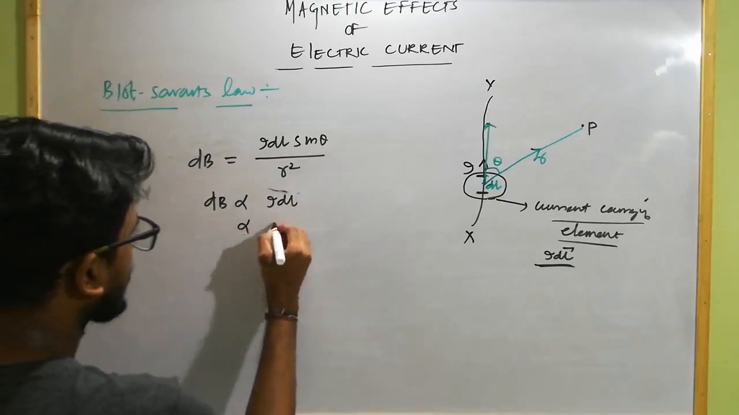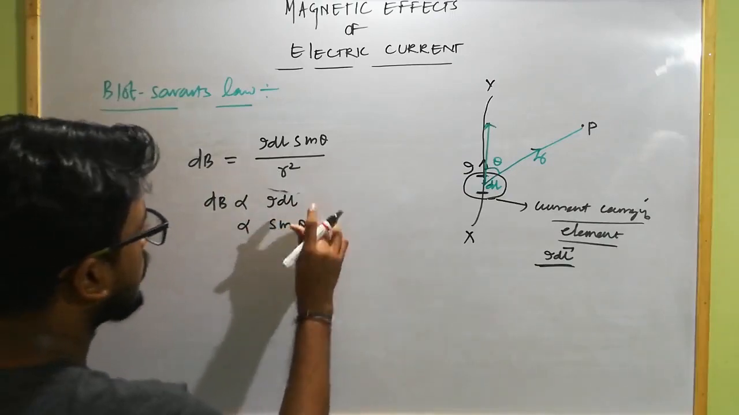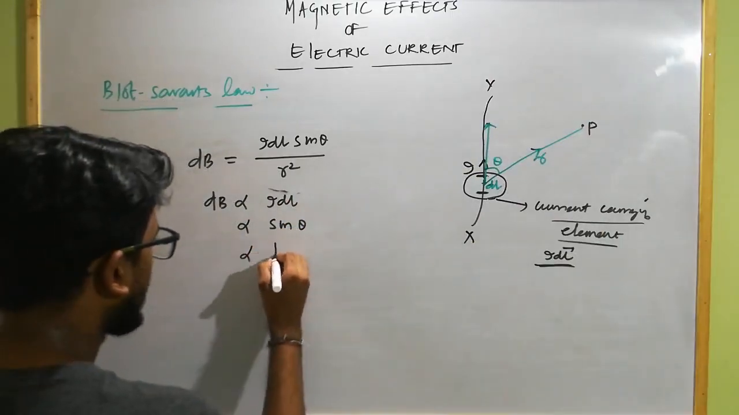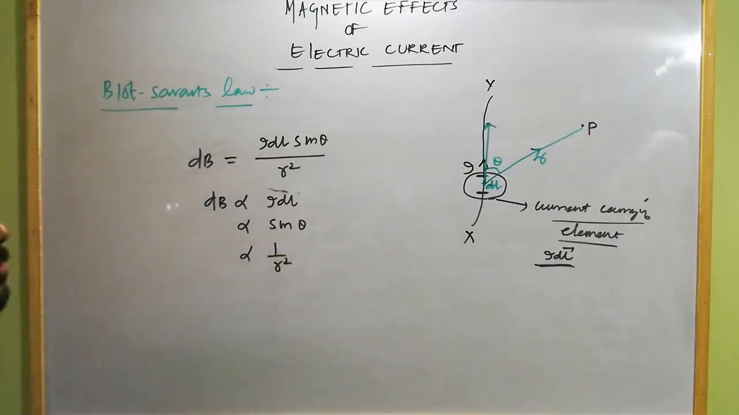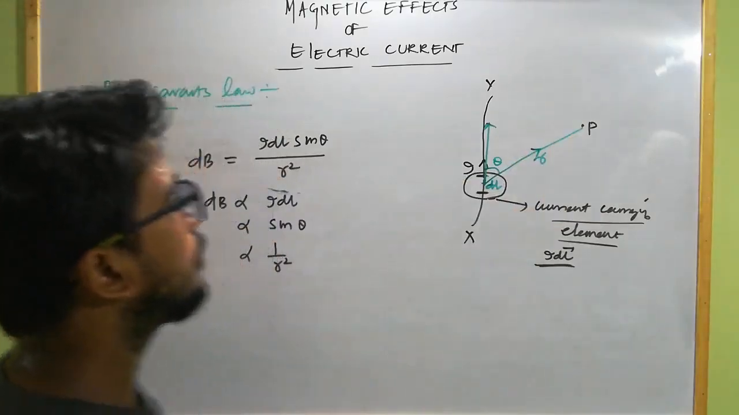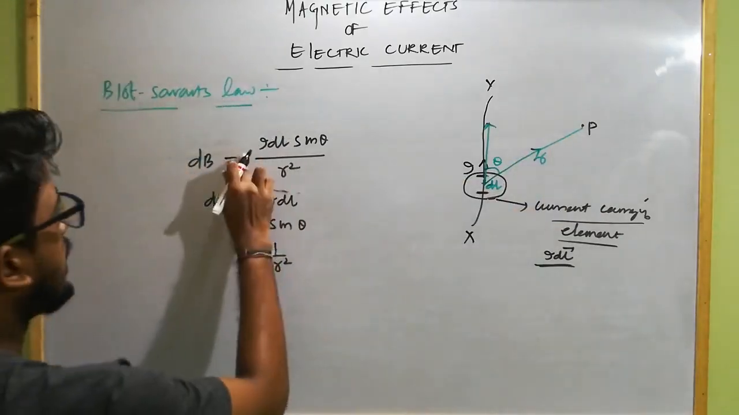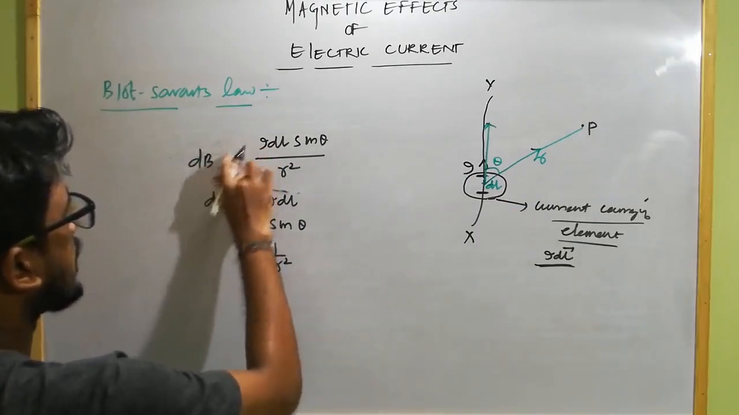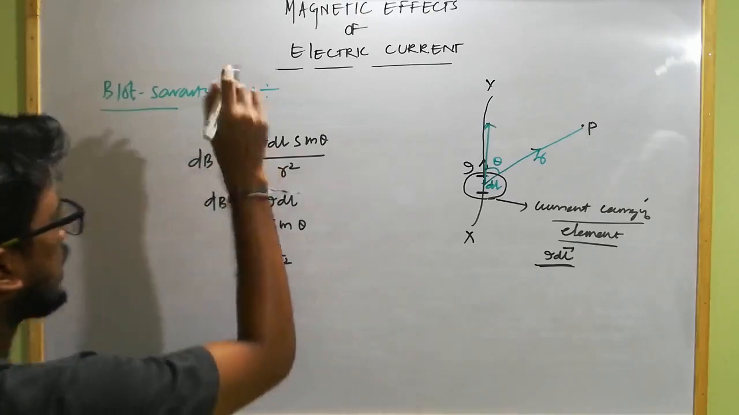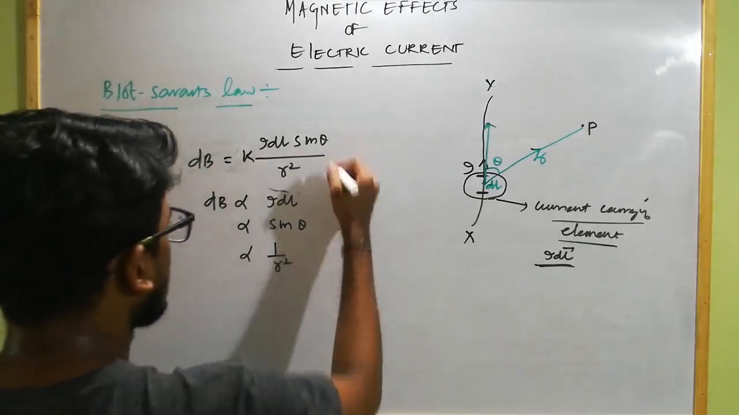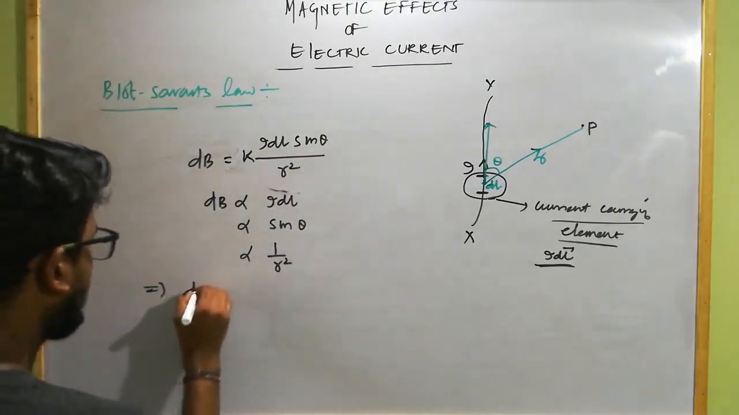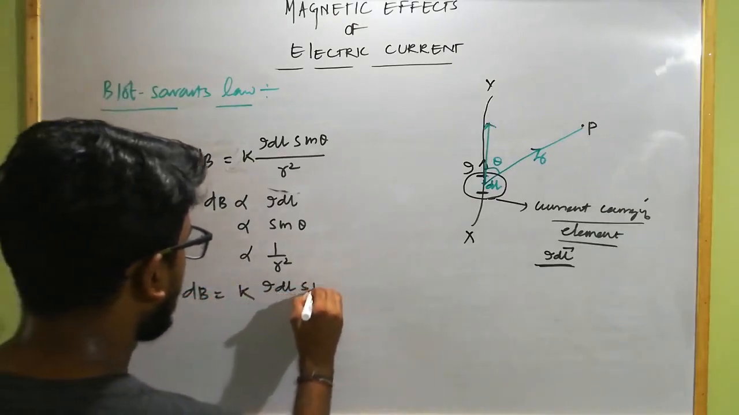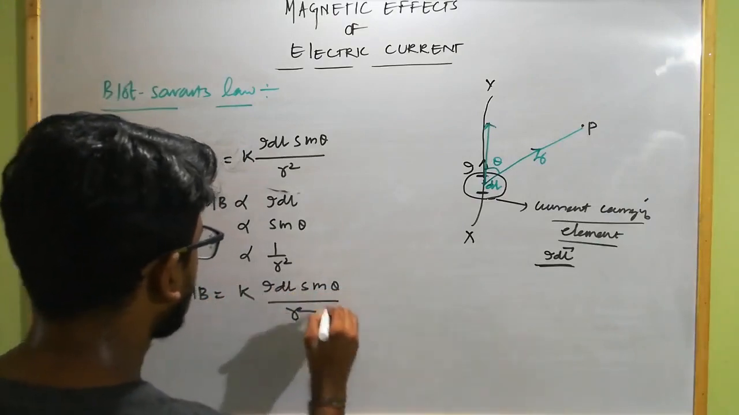It is also directly proportional to the sine of the angle between the direction of the current carrying element and the position vector, and it is inversely proportional to the square of the separation between the current carrying element and the point of observation. Combining this, with a constant of proportionality k, we get dB equal to some constant k into I dl sin theta by r square.